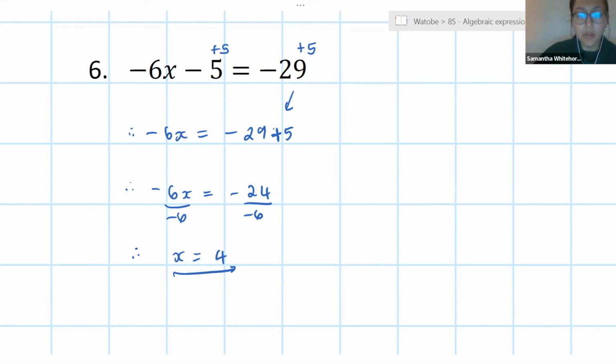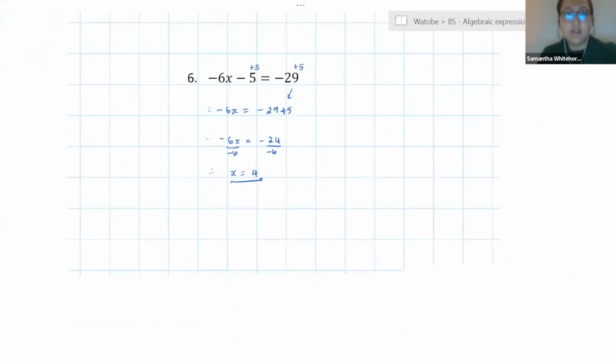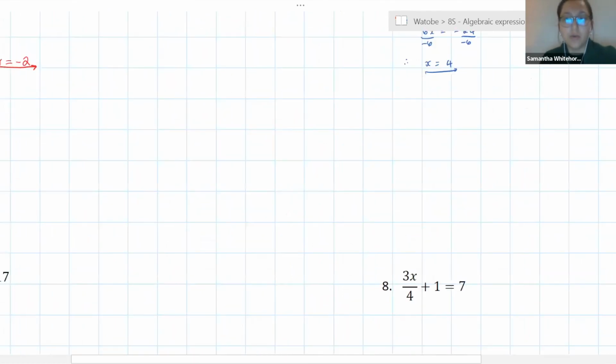And be careful. We know that when we've got a negative divided by a negative, we actually end up with a positive. So that's why my answer is a positive 4. Okay, so just be careful of those signs. But well done, everyone. Good job. Okay, right. We have got 2 more. And you are doing so well.